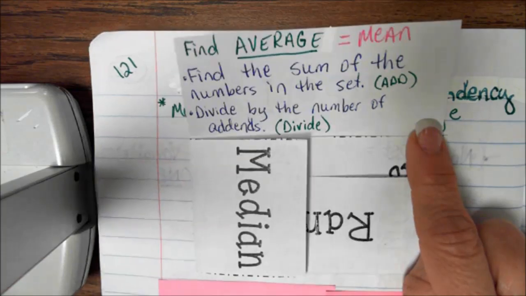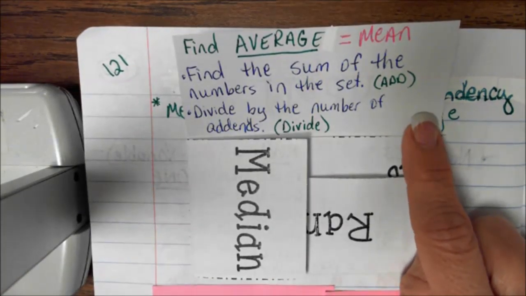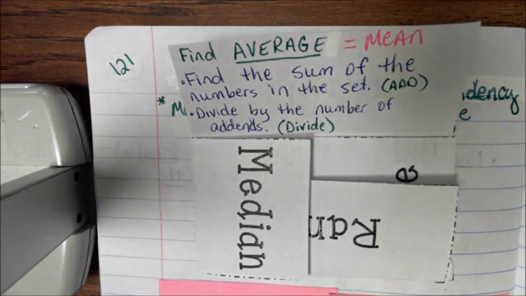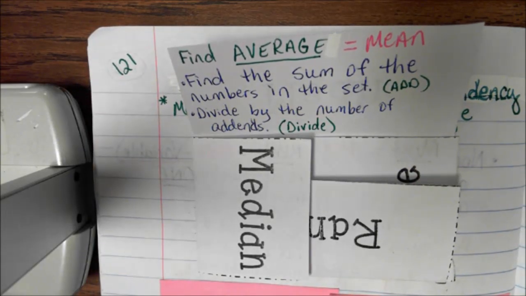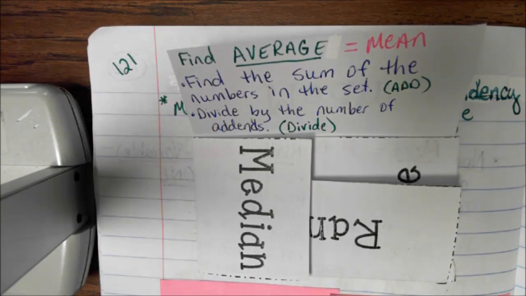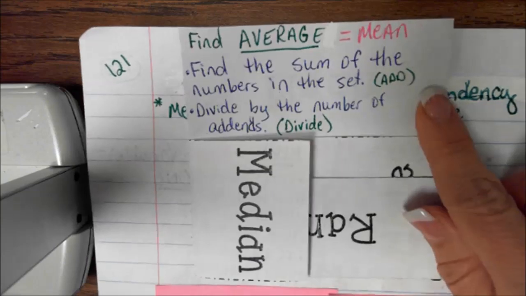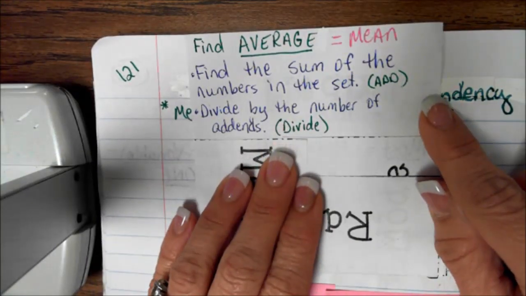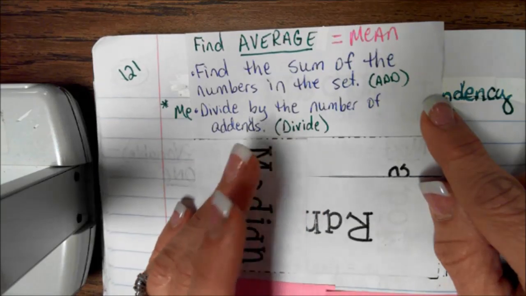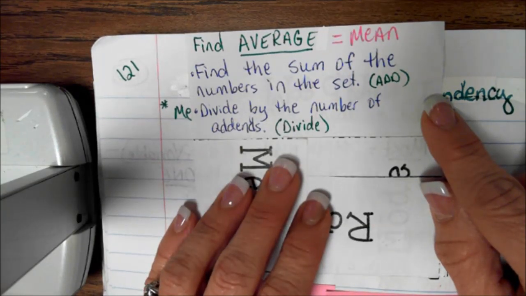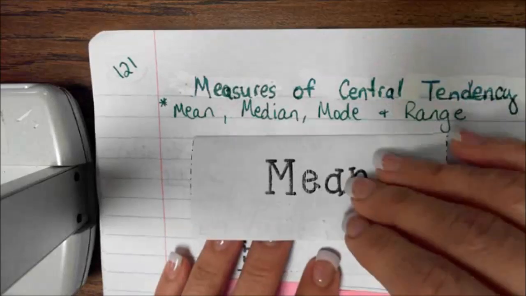All right, so mean means we are going to take the average. To find the average of something, all you have to do is find the sum of all the numbers in the set, which is adding. And then you're going to divide that number by the number of addends. So you just add them all up and divide by how many numbers are in the set. All right, so you can close that one up.